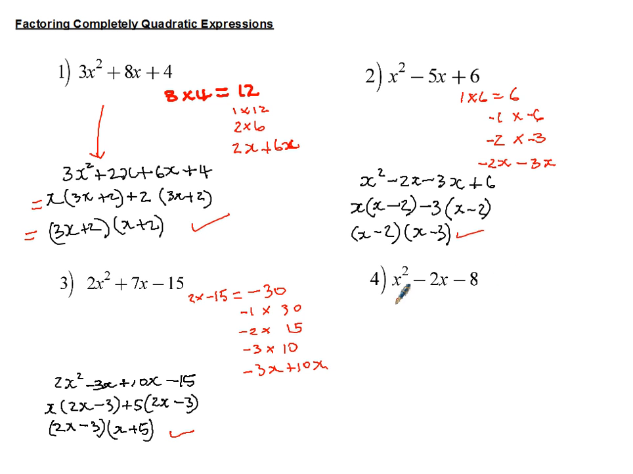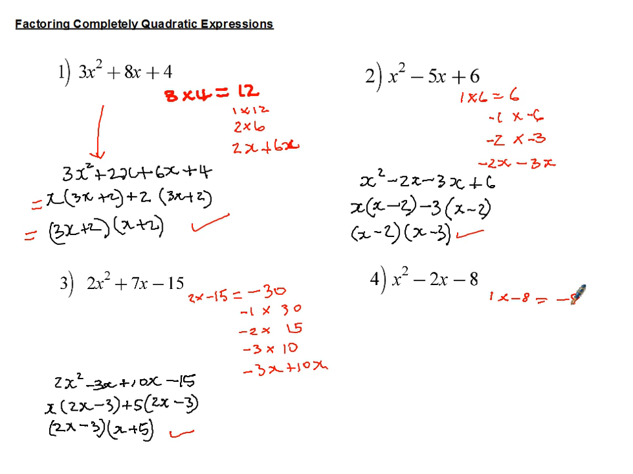Now number 4, a is 1, b is negative 2, and c is negative 8. So a times c will be 1 times negative 8. That's going to be negative 8. I need two numbers to multiply and get negative 8, and at the same time add those same two numbers to get negative 2. The numbers will have to take different signs because I want to multiply and get a negative, and that's the only way you can multiply and get negative.